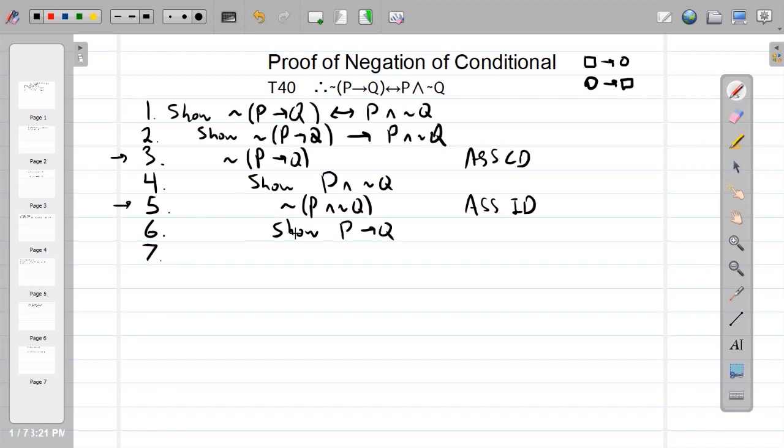Okay, so I'm writing this show line because I think maybe I'll be able to show the contradiction of line 3, and then this half will be good. So assume p for conditional derivation. I'm going to show q, and we got not q, assume ID.